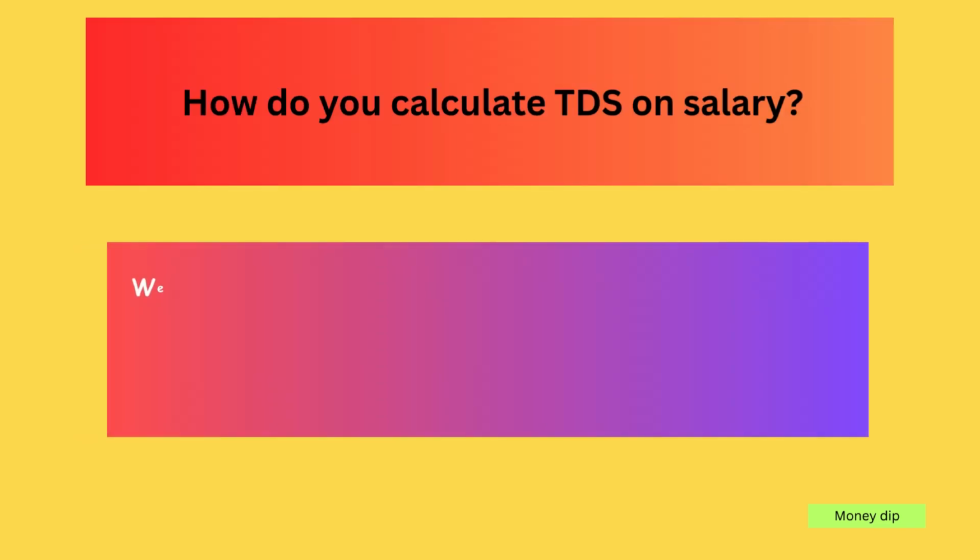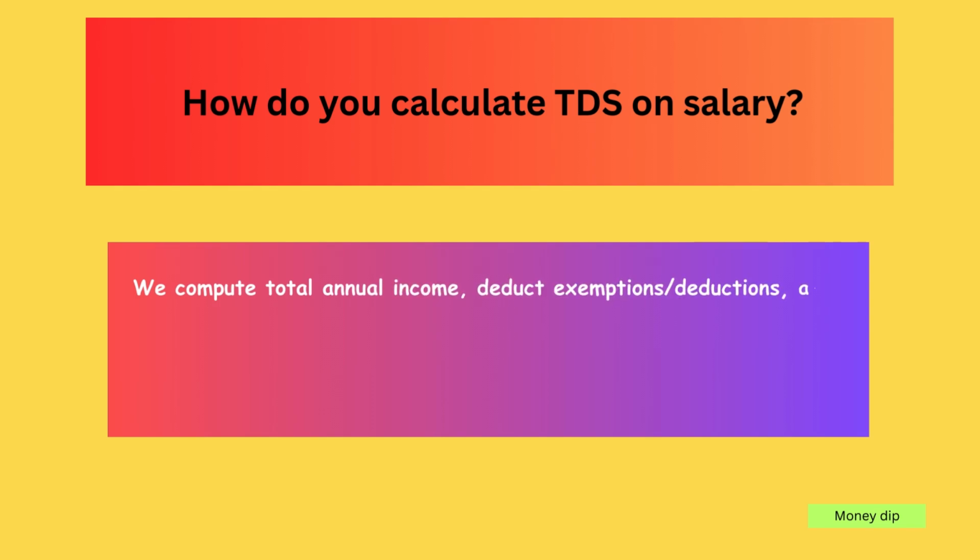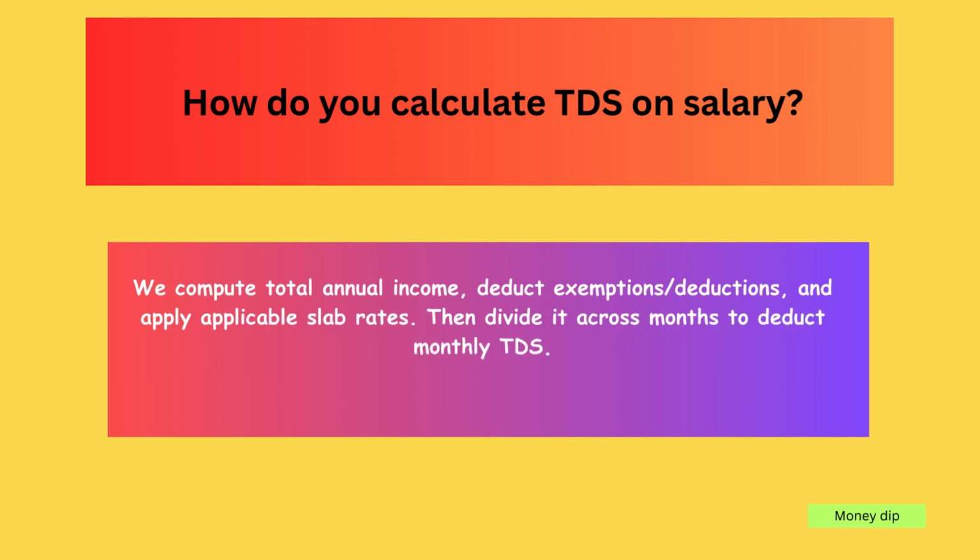How do you calculate TDS on salary? Answer. We compute total annual income, deduct exemptions and deductions, and apply applicable slab rates. Then divide it across months to deduct monthly TDS.